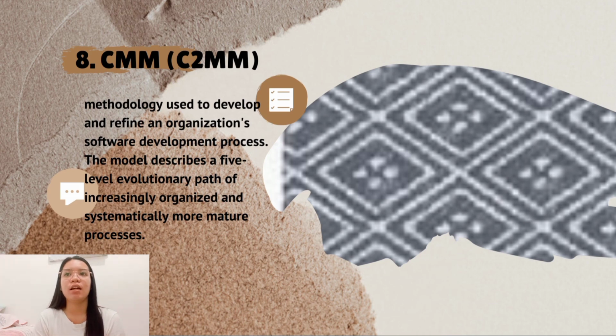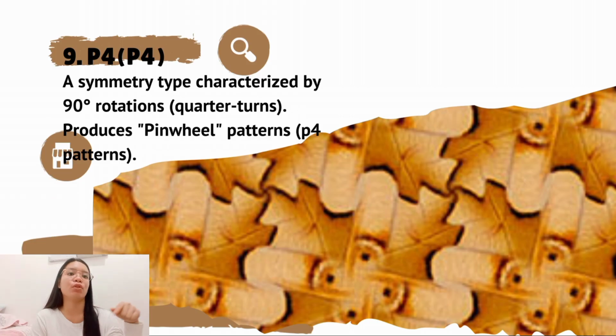The eighth example is CMM, or C2MM. The model describes a 5-level evolutionary path, with increasingly organized and systematic, more mature processes. That's the example pattern there on the top. It's actually a diamond-shaped one.